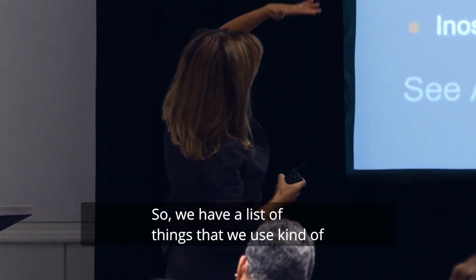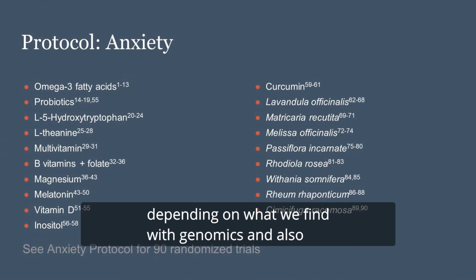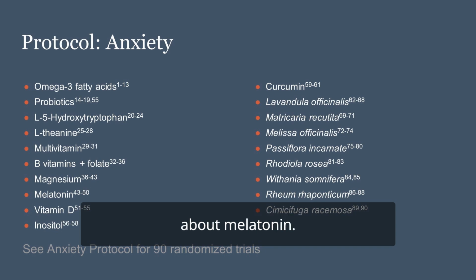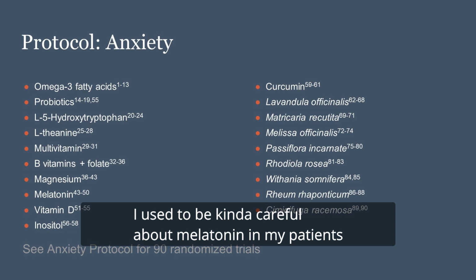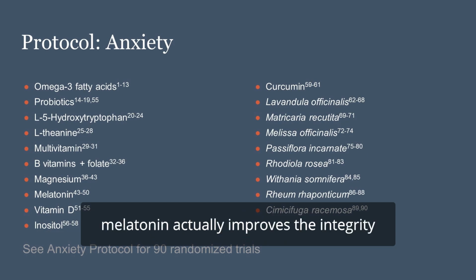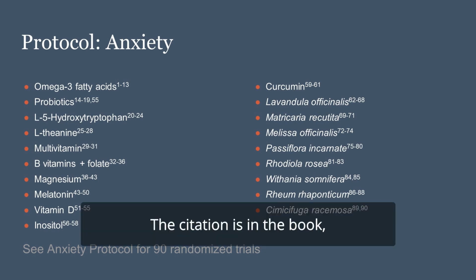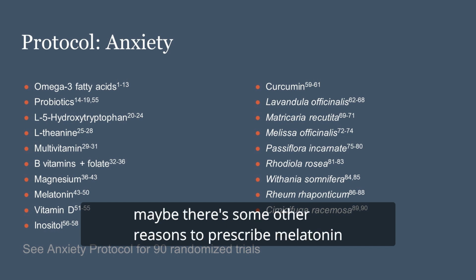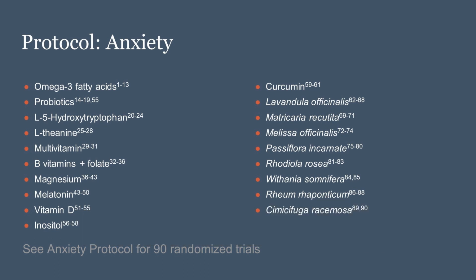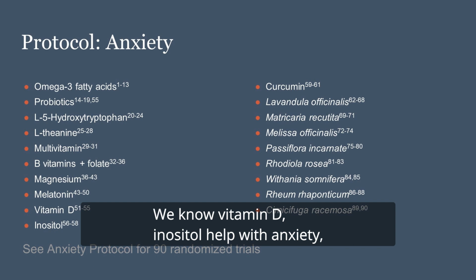So we have a list of things that we use depending on what we find with genomics and also with biomarker testing. And I'll make a quick point about melatonin. I used to be kind of careful about melatonin in my patients, and then I read some new data showing that melatonin actually improves the integrity of the blood-brain barrier. The citation is in the book. And once I read that, I realized, oh, maybe there are other reasons to prescribe melatonin besides just helping our patients with sleep. We know vitamin D and inositol help with anxiety.